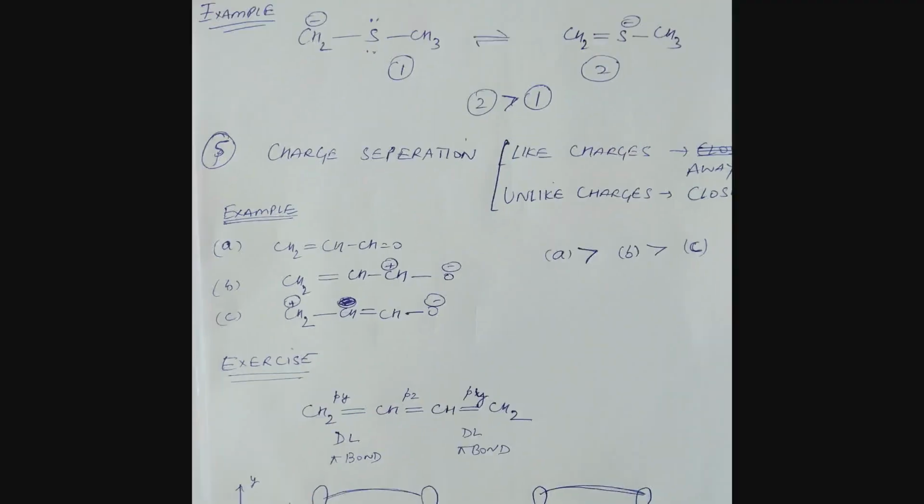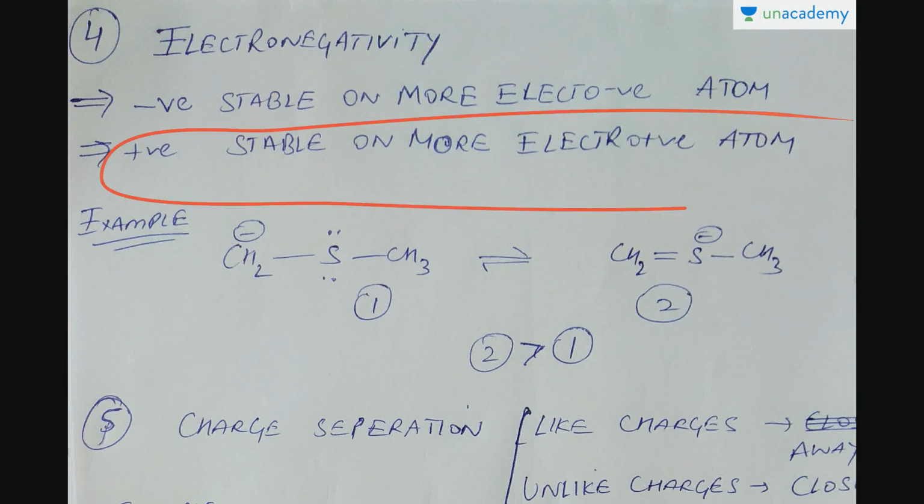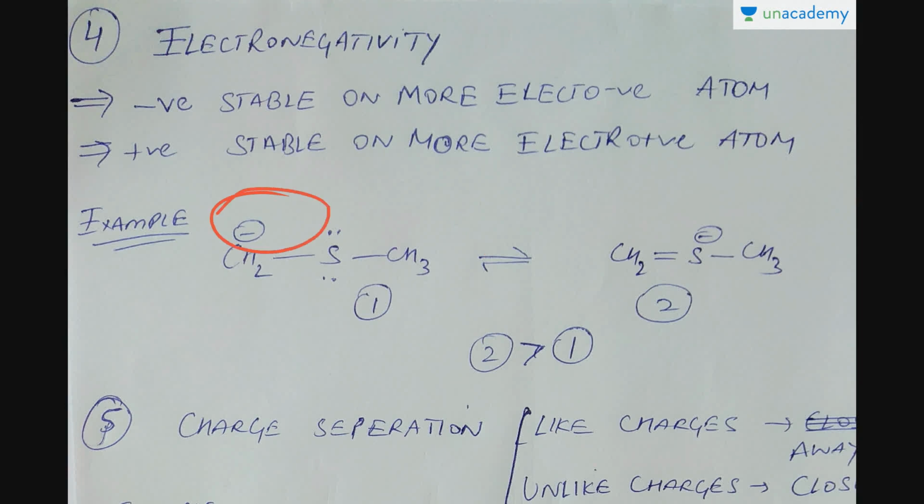Okay, now coming to our fourth rule, which is electronegativity. It means if a negative charge is placed on a more electronegative atom, it will be more stable, and if we have a positive charge on a more electropositive atom, then it will be more stable. For example, we have a negative charge on carbon, and in the second structure we have a negative charge on sulfur. Though they have almost the same electronegativities, sulfur is still more electronegative. Therefore, a negative charge on sulfur will be more stable. Therefore, the second structure will be more stable.